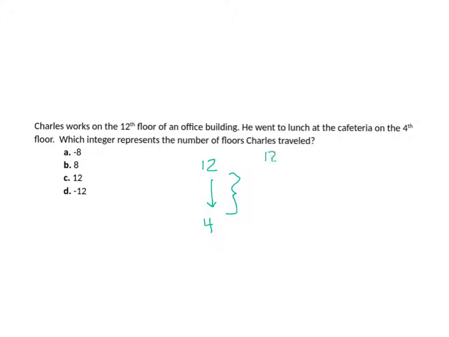So to do that, you do 12 minus 4, which is 8. So he traveled 8 floors. But it says which integer represents the number of floors he traveled. So he traveled 8, but in what direction did he travel? He traveled from 12 down to 4, so he was going down. So because he traveled in a downward direction, you have to use a negative sign to represent the number of floors he traveled. So the answer here is -8, letter A.